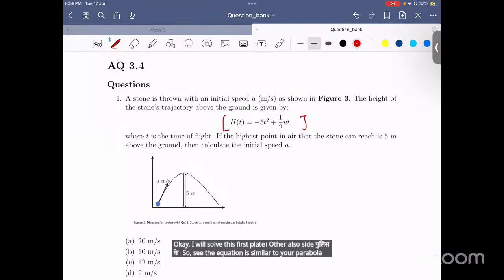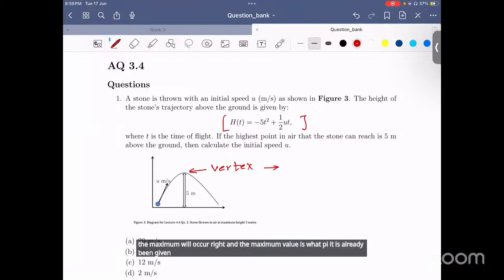You can see that the parabola is going downward, right? So at this vertex, this will be the vertex. At the vertex, what will happen? The maximum will occur, right? And the maximum value is what? 5. It's already been given. So you don't have to do anything. You just have to calculate the x coordinate first, right?